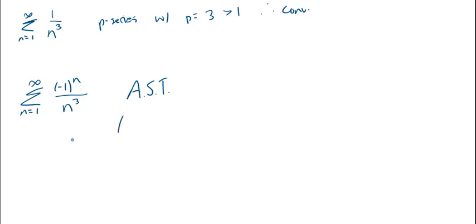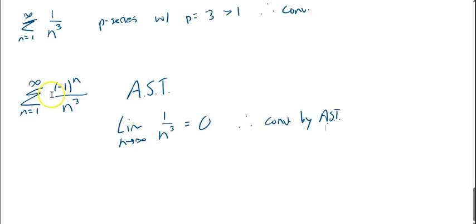I'm just going to look at the limit as n goes to infinity of 1 over n cubed. And this one's really similar to one that we did earlier. And I do wind up getting 0. And therefore converges by AST. Anytime I have this limit equal to 0 of the remaining piece, then it converges by AST.